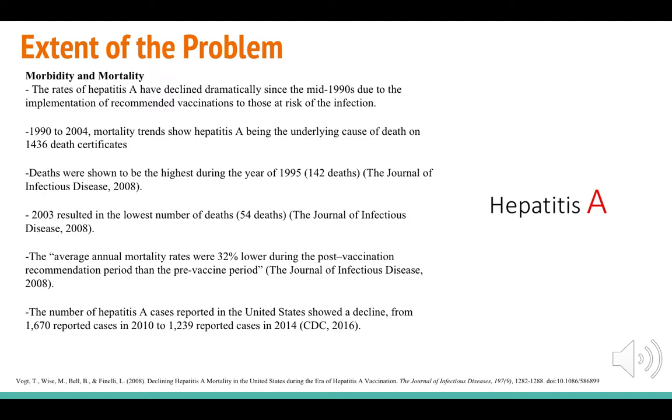1,436 death certificates. The deaths were highest during the year 1995, with 142 deaths, according to the Journal of Infectious Diseases. 2003 resulted in the lowest number of deaths, at 54 deaths. The average annual mortality rates were 32% lower during the post-vaccination recommendation period than the pre-vaccine period.